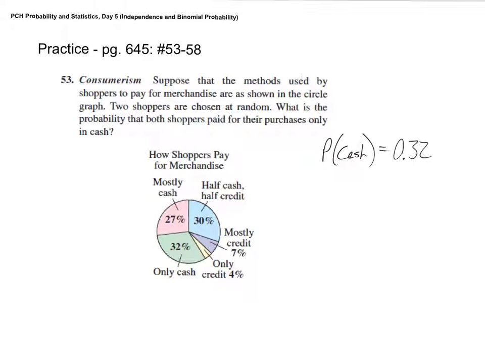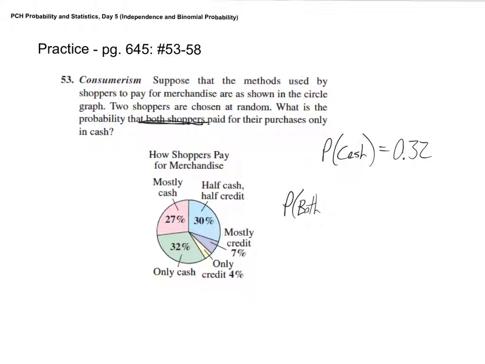Notice what it's asking. It's what's the probability that both. Remember what we said at the beginning. If you're getting both, if you're getting all of them doing the same thing, either all of them are or all of them are not, then you don't have to use the binomial probability. It would just be the probability to that power, right? So if we have 2 shoppers and we want both shoppers to pay in cash, what's the probability?